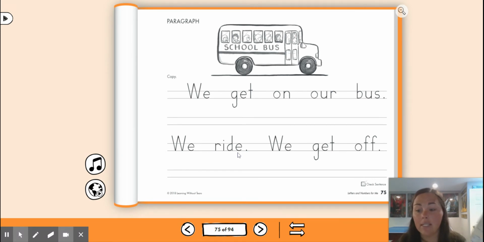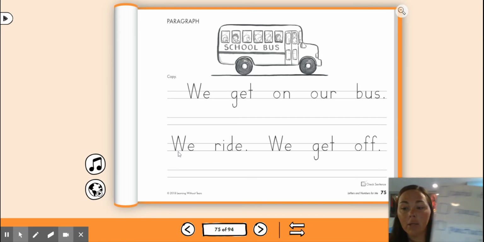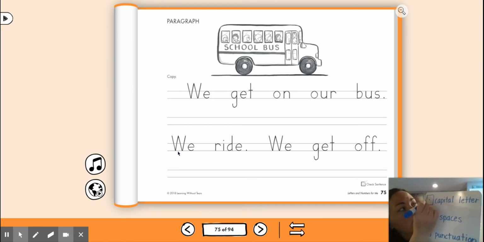So let's check this sentence and see if it has all the things that a sentence should have. I'm going to erase these check marks. So we have "we ride." So do we have a capital W at the beginning? We sure do. Put a little check there.